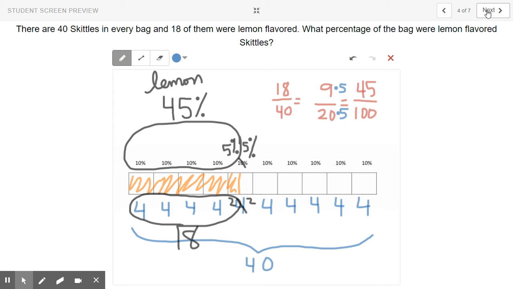Now this problem maybe could have been easier to solve without the percent model. 18 out of 40 are lemon flavored. I want to change that to percent. So what I first did is I divided 18 over 40 by 2 to get 9/20. And then I multiplied top and bottom by 5 to make it out of 100. 45% are lemon flavored.